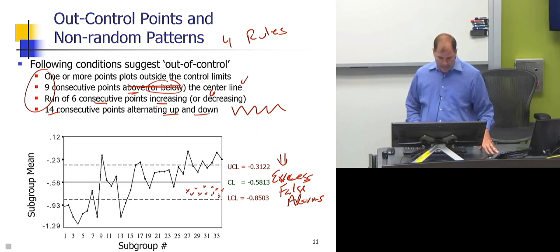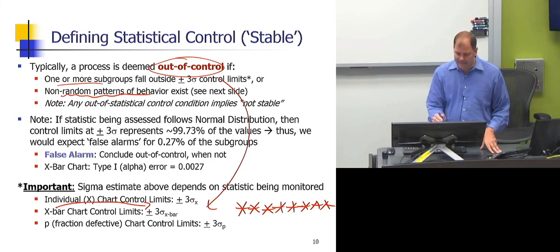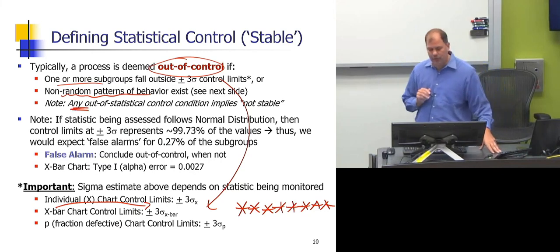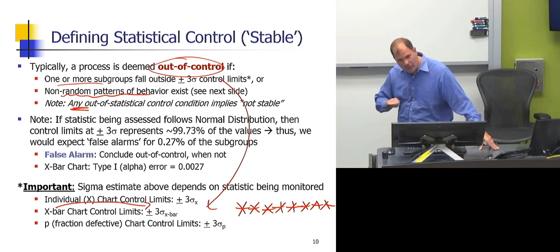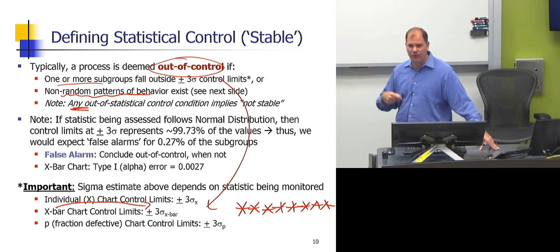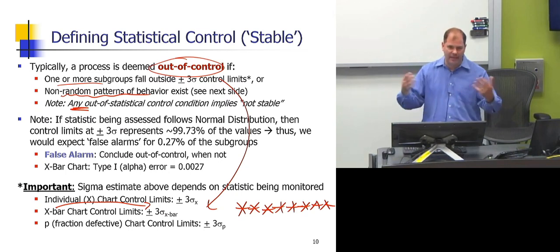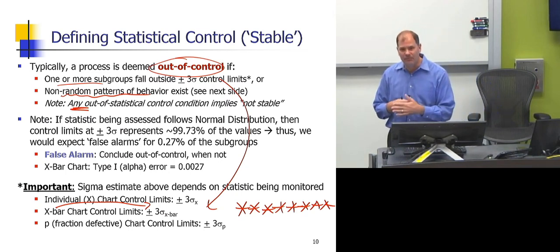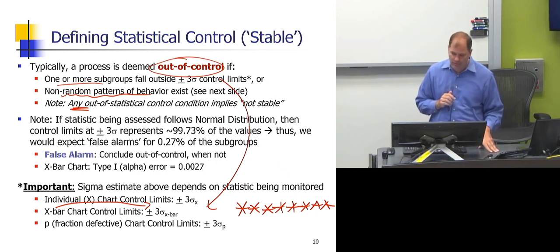All right, let's jump back. In this class, any out-of-control condition we'll call not stable. We won't say close to being stable, near stable, almost stable. We've got to draw lines. If you're writing your project or case study, you could say something like that. But in this class, anything that violates those conditions, we're going to call not stable or out of control.